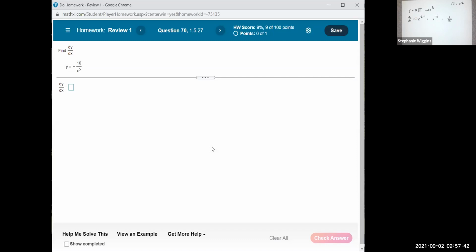Now this one, again, don't be bothered by the fact that that's in the denominator. You can convert that. You always want to get the x's out of the denominator. So let me copy this and then I'll do this problem to show you how to do that.